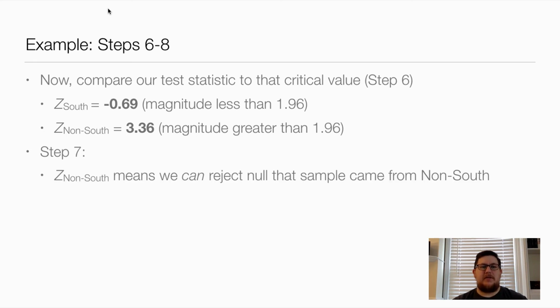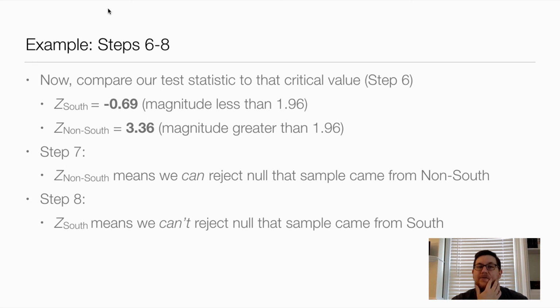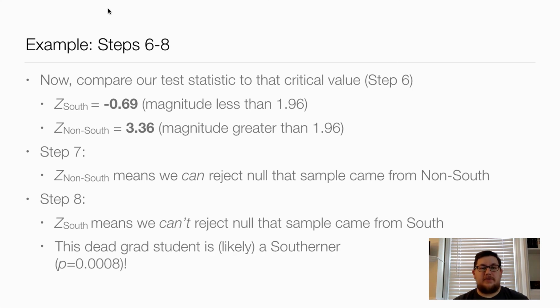So step 7, the Z for the non-South is greater than our critical value. That means we can reject the null that the sample came from the non-South. For the South, we can't reject the null that the sample came from the South. So this dead grad student, poor guy or girl, is very likely a Southerner. In fact, they're very, very likely to be a Southerner, right?